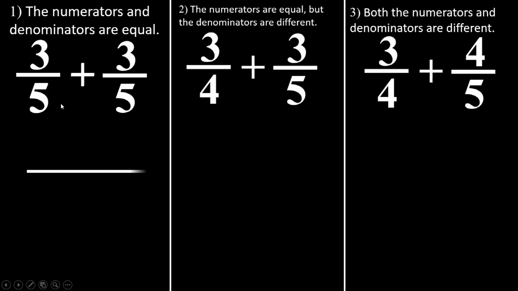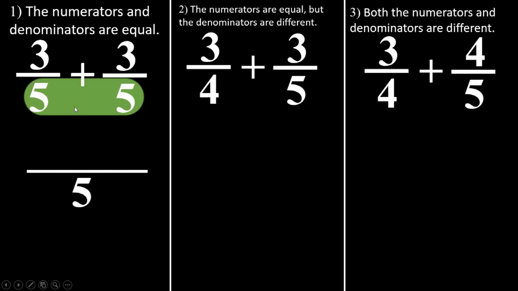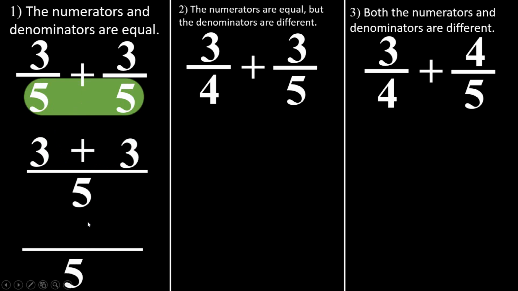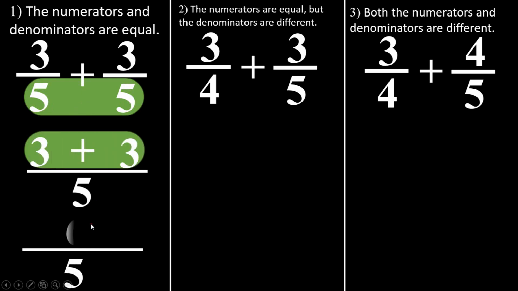Part 1, like denominators. For our first case, when fractions share the same denominator, adding them is straightforward. Keep the denominator exactly as it is, in this case, 5. Then, simply add the numerators together. 3 plus 3 gives us 6, giving us a final answer of 6/5.